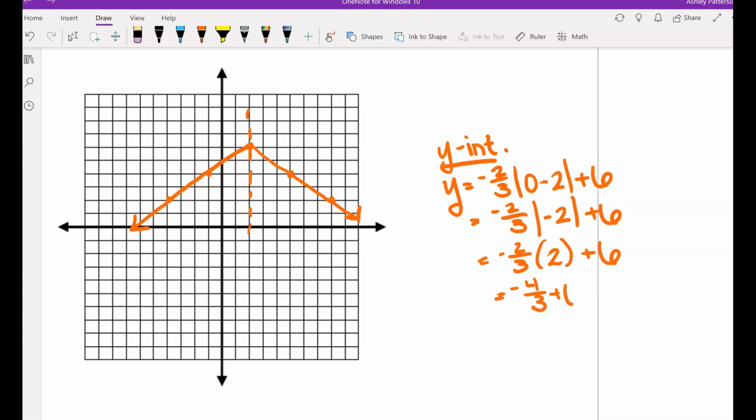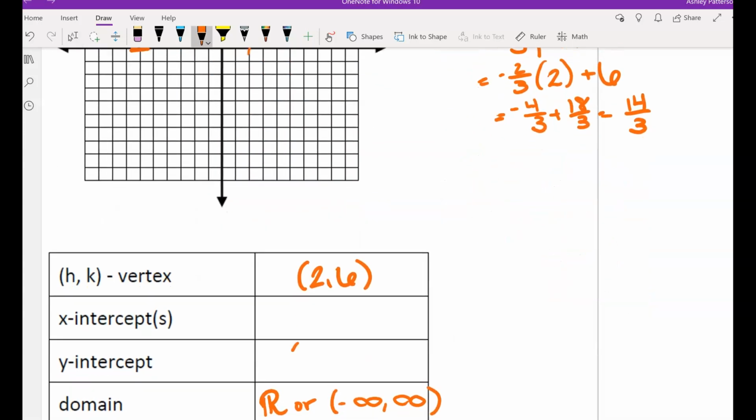I'd like to get common denominators, so that 6 becomes 18/3, and our y-intercept is at 14/3. You can always go back and check on the graph, and yeah, it looks like it definitely correlates. Well done. But we need to write it as a coordinate. You can, if you would like, put it into mixed number format, or you can keep it as an improper fraction. What we can't do is write it as an approximated decimal, because then it's not the exact value, and that's not at all what I was asked to find. Okie dokie. Here we go.